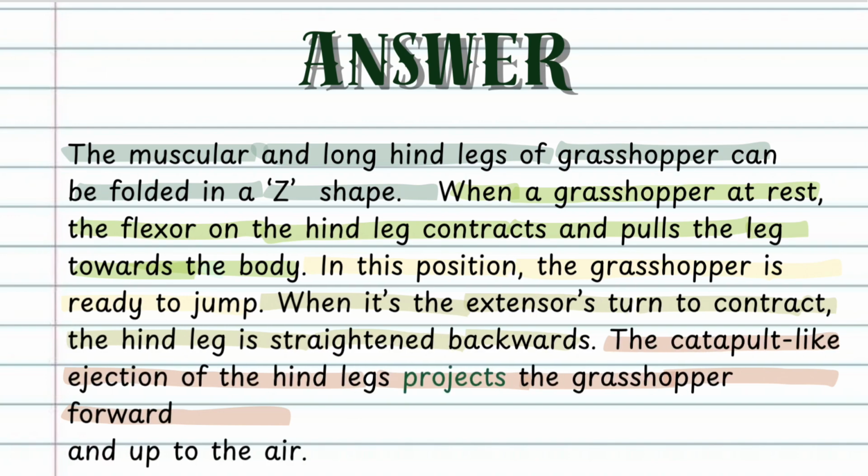Alright, let's see if you got it right. The answer is, the muscular and long hind legs of grasshopper can be folded in a Z shape. When the grasshopper is at rest, the flexors on the hind legs contract and pull the leg towards the body. In this position, the grasshopper is ready to jump. When the extensors contract, the hind leg is extended backwards. The catapult-like ejection of the hind legs projects the grasshopper forwards and up into the air. Did you get it? If yes, give yourself a mini high five.